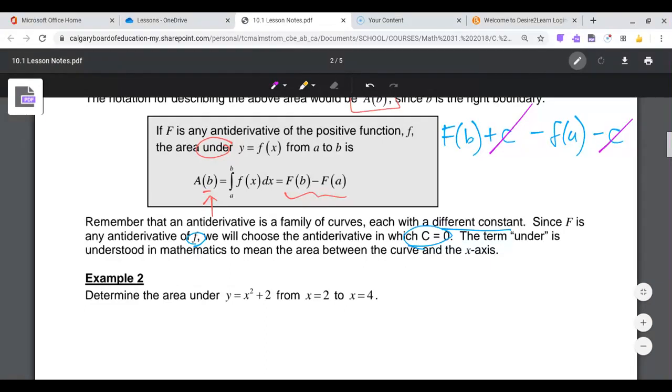So when we're working with numbers, I know the c's just cancel. So I can assume that we're just using c equals 0, or that I know that you know that the c's cancel. That's what that's all about.